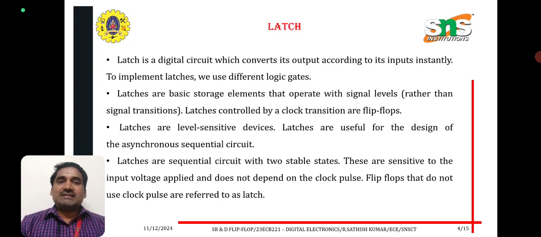Next one, latch. A latch is a digital circuit which changes its output according to the input instantly. To implement latches, we use different logic gates. Latches are basic storage elements that operate with signal levels rather than signal transitions. Latches controlled by the clock transition are flip-flops. Latches are level sensitive devices. Latches are useful for the design of asynchronous sequential circuits.